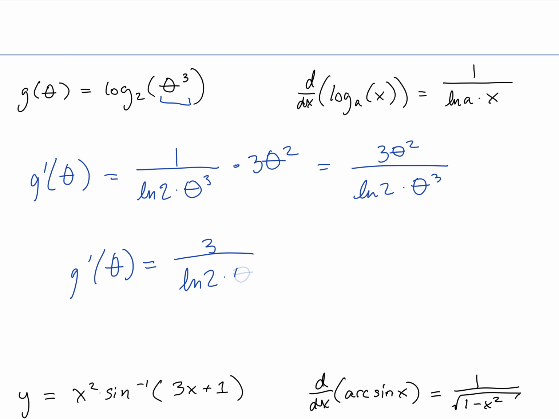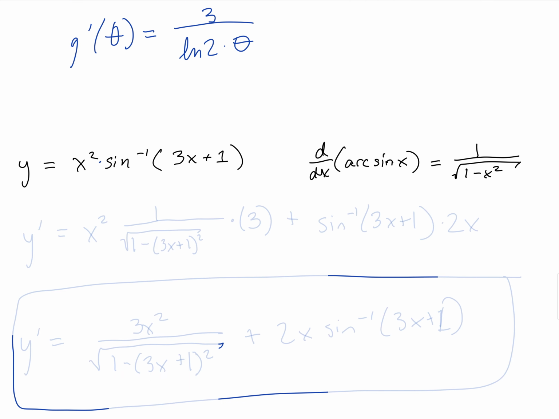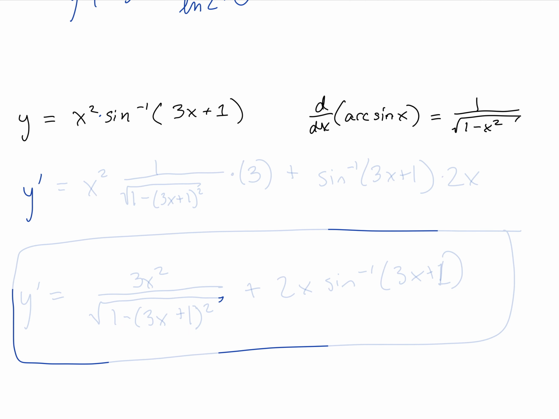X squared times sine inverse of 3x plus 1. We need a product rule here because those two terms are multiplied together. So y prime is the first, that's x squared, times the derivative of the second, that's 1 over the square root of 1 minus (3x plus 1) squared, times the derivative of the inside, that's just 3, plus the second, sine inverse of 3x plus 1, times the derivative of the first. The derivative of x squared is 2x.